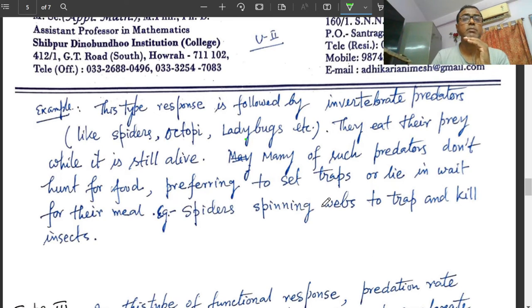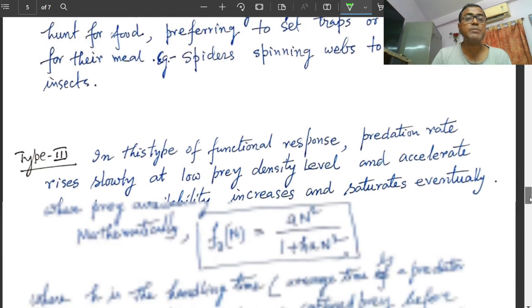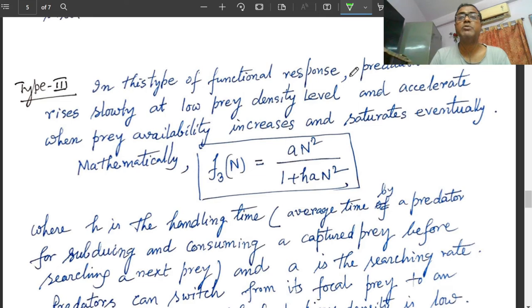Slowly increases the intake capacity of the predator, slowly increases. So many of such predators don't hunt for food, preferring to set traps or lie in wait for their meal. And type 3 functional response: in this type of functional response, predation rate rises slowly at low prey density level and accelerates when prey availability increases and saturates eventually.